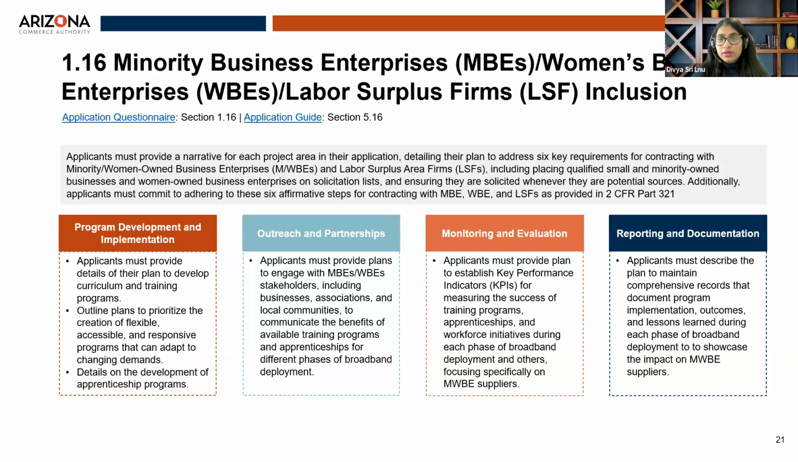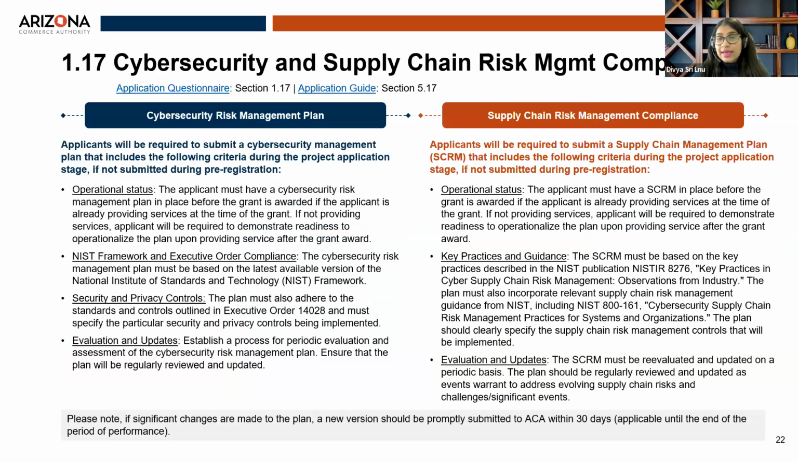The next one is cybersecurity and supply chain risk management compliance. So this was also a part of pre-registration, and applicants who have provided this as part of pre-registration can tick that box within the application portal, and they will not be required to provide this information. But whichever applicants have not provided it before will have the opportunity to provide it now. And it's important to note that the most updated cybersecurity and supply chain risk management plans have to be provided prior to signing of the grant agreement after award.